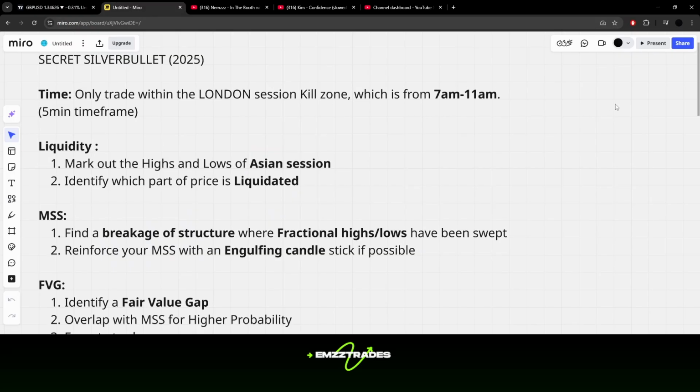Right, as you can see, this is the Silver Bullet 2025 model, and you only trade this within the London kill zone, 7 a.m. until 11 a.m., on a 5-minute time frame. So what we need to do firstly is liquidity. We need to mark out the highs and the lows of Asian session.